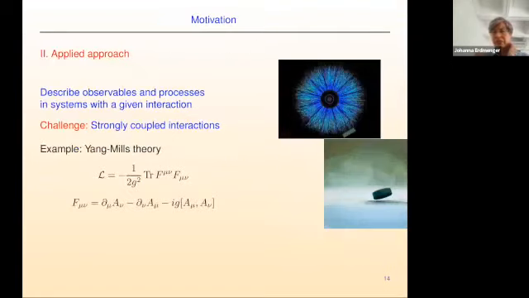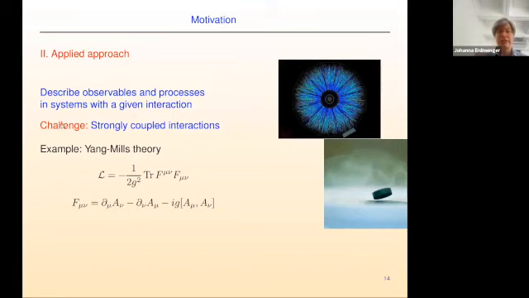But then I also introduced the so-called applied approach. That's really the goal that normally people have in mind when they talk about physics, which is to describe observables and processes in systems with a given interaction. Here I have an example of a collision in a heavy ion collider, the RHIC accelerator, and a superconductor. There are some physical processes happening there, and in principle, you know which interaction. Here this is electromagnetic interaction and spontaneous symmetry breaking, and here we have the strong force of the standard model, and QCD describes it, and so on. So that's in principle known.